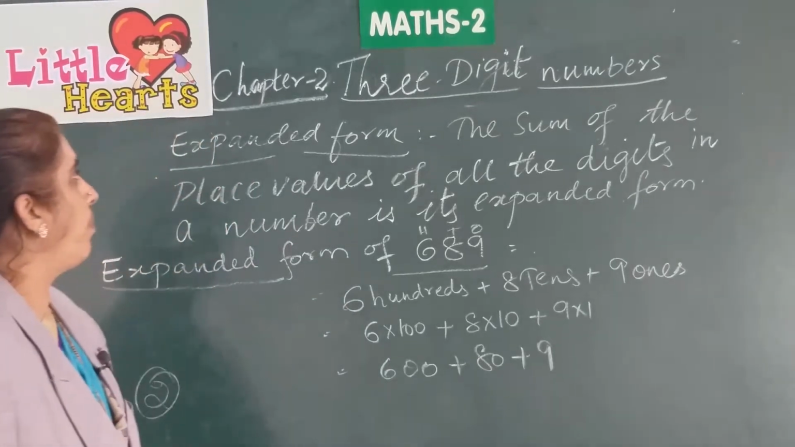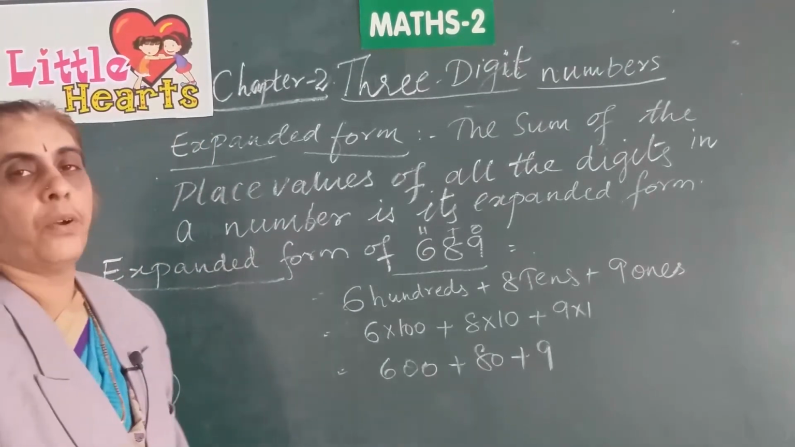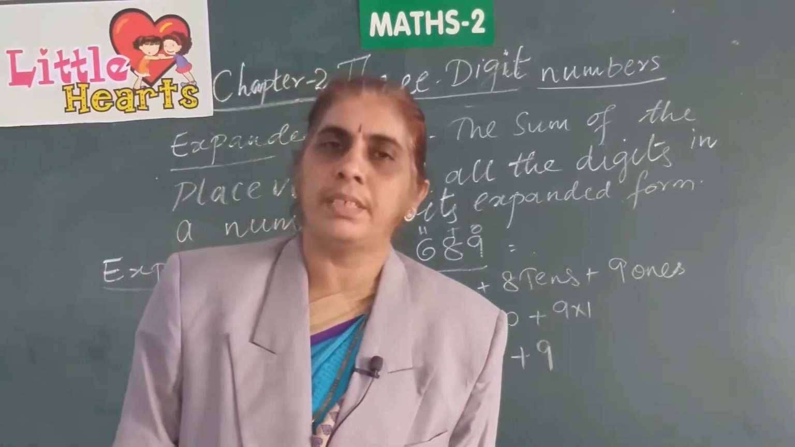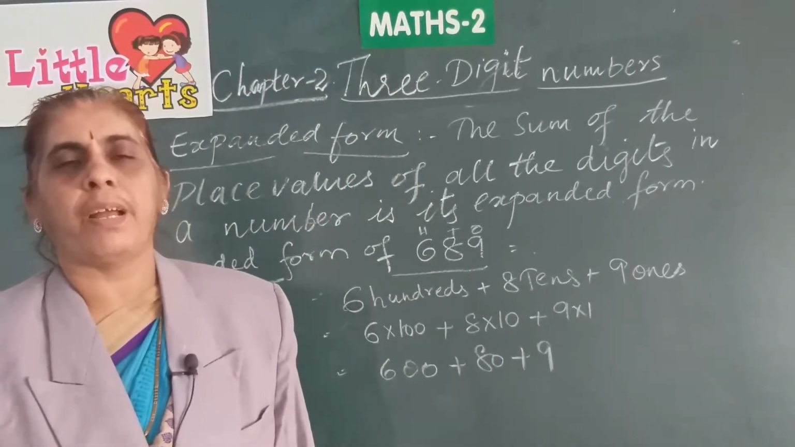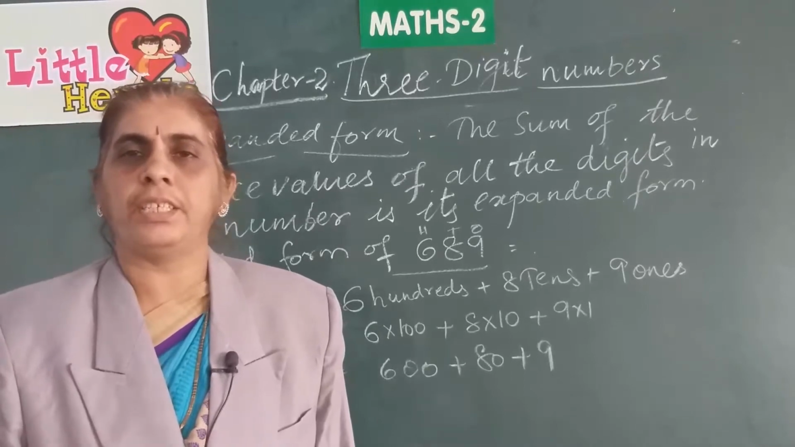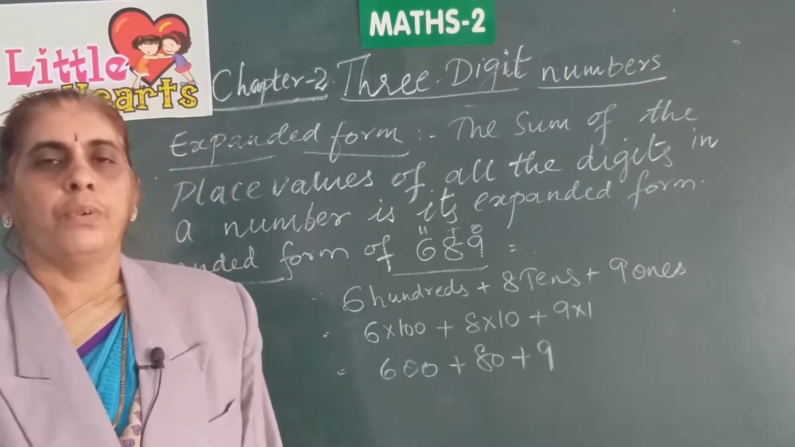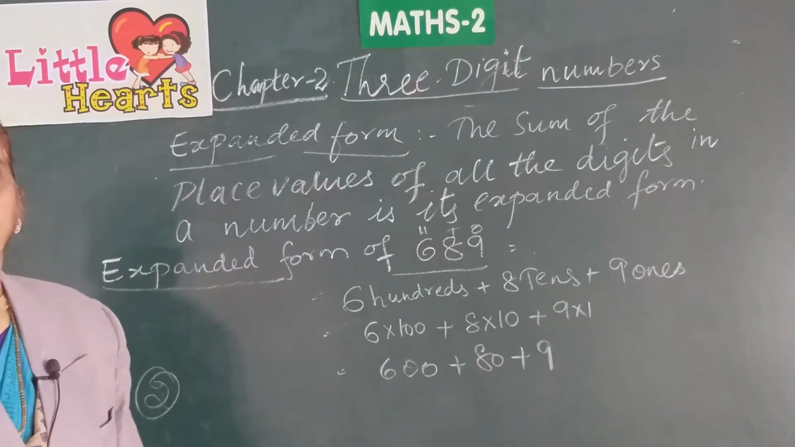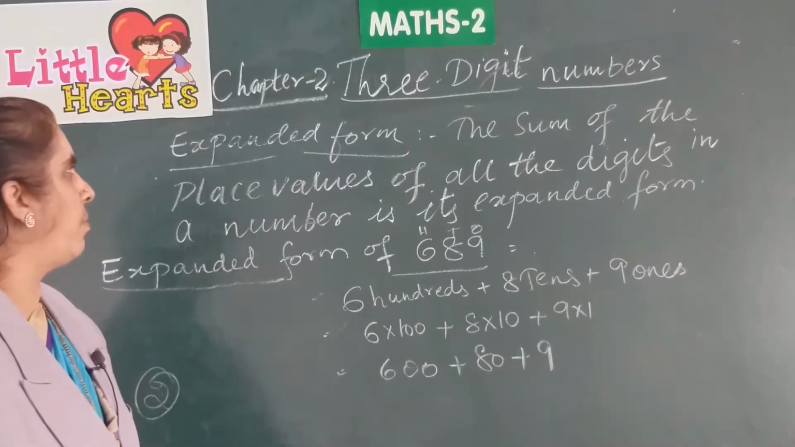And today our topic is three-digit numbers. We have already learned how to read and write three-digit numbers and how to write the place value of a digit in a three-digit number. Now we are going to learn about expanded form. Let us know what expanded form is.